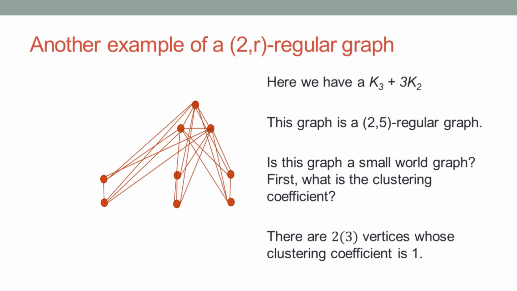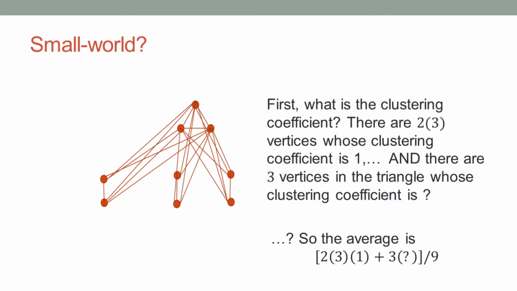Now, is this kind of graph a small world graph? What is the clustering coefficient of this graph? Notice that the vertices below in the K2, their neighborhoods each induce a complete graph. So the ratio of the number of edges in the induced neighborhood over the number of possible edges in the induced neighborhood is exactly 1, because all the edges that could be there are there.